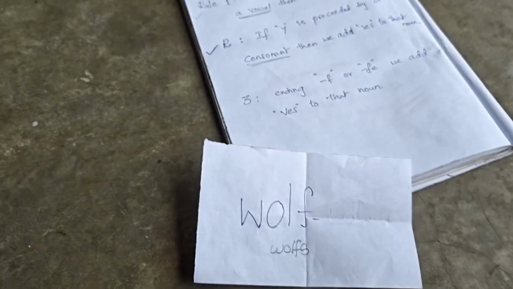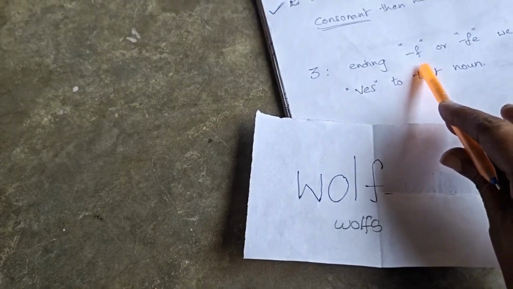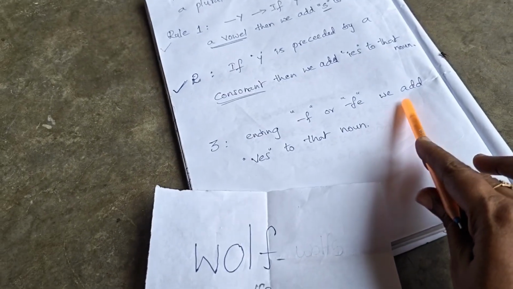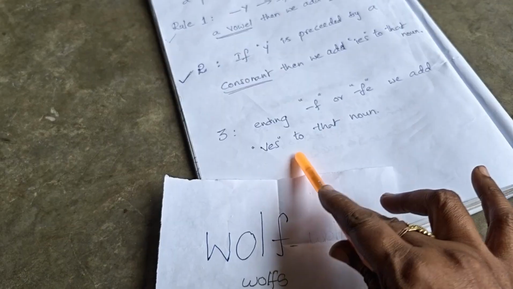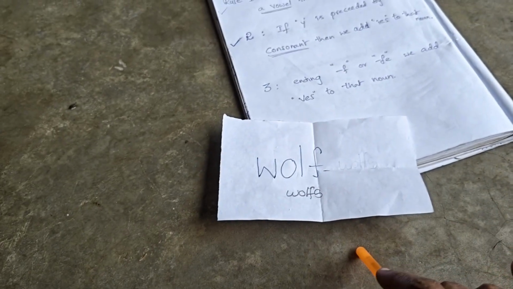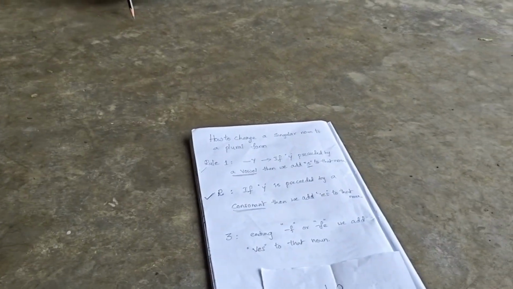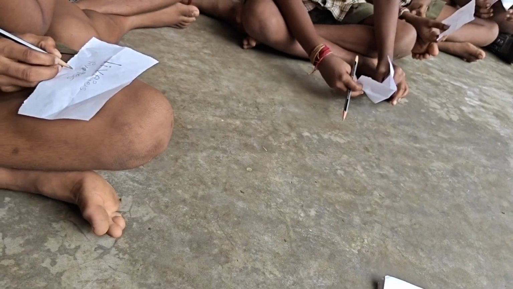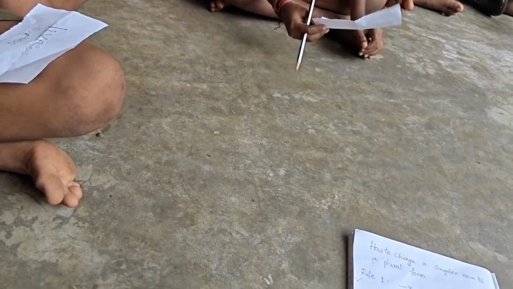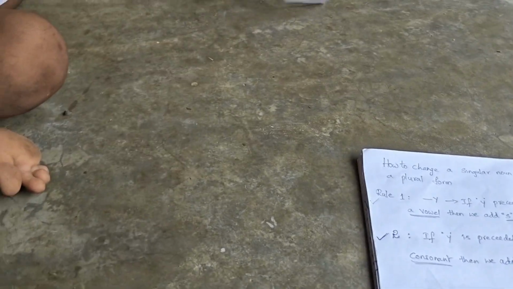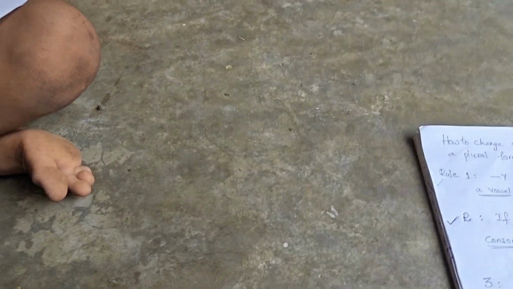If the ending letter is F or FE, then we add VES to that noun. Is it right, Savarna? Wolves, is it right? Is your answer correct from this third rule? Is it correct or wrong? Say, wrong or correct? Wrong. This is wrong.